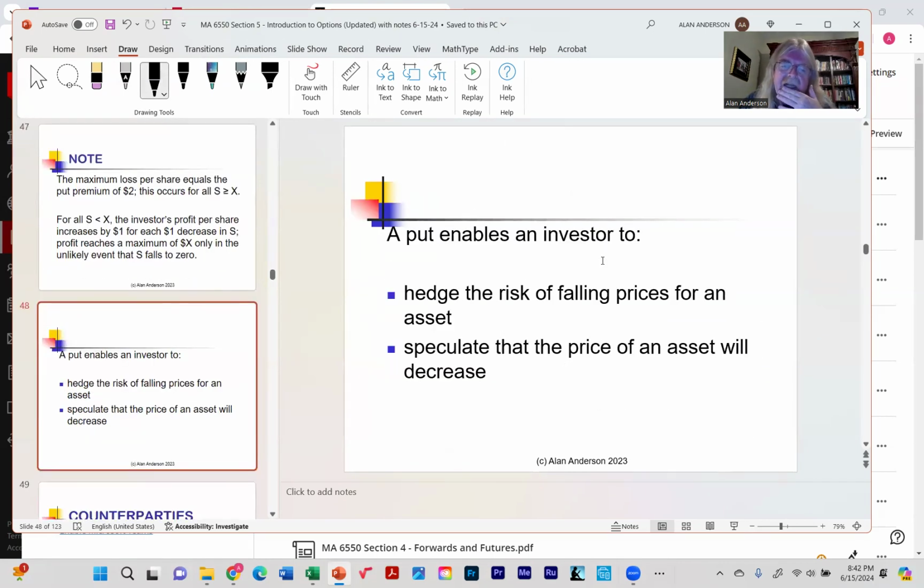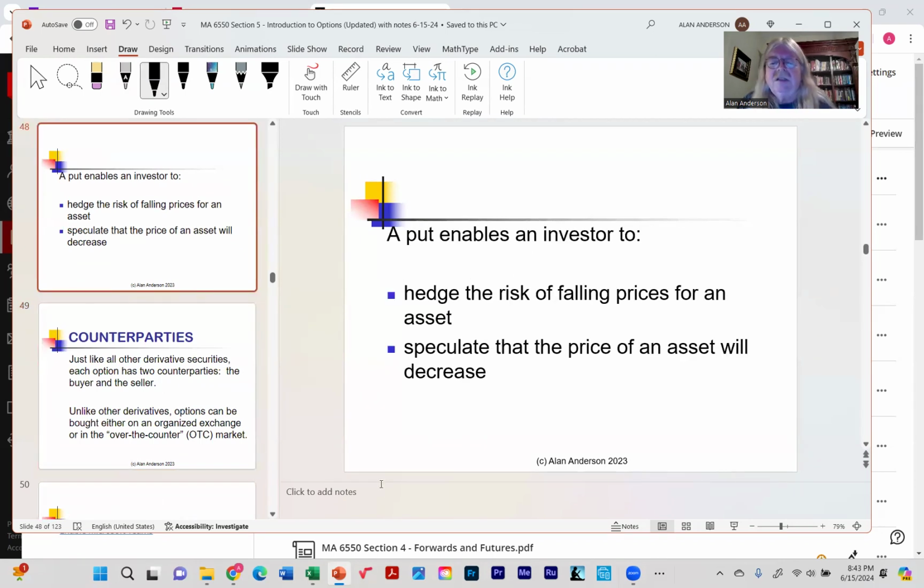Okay. And as I said, we don't want to forget about this. The put, why do you want a put? Because you either are hedging the risk of falling prices, or else you're trying to speculate that the price of an asset will fall. And of course, that means if you're right, you'll make money.